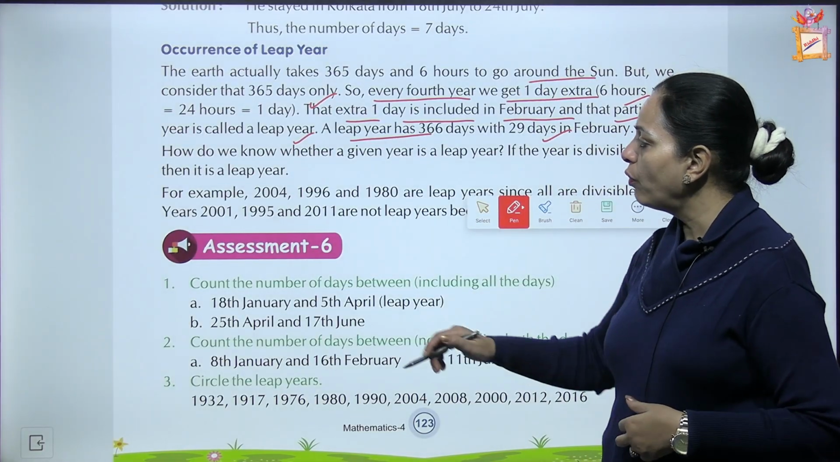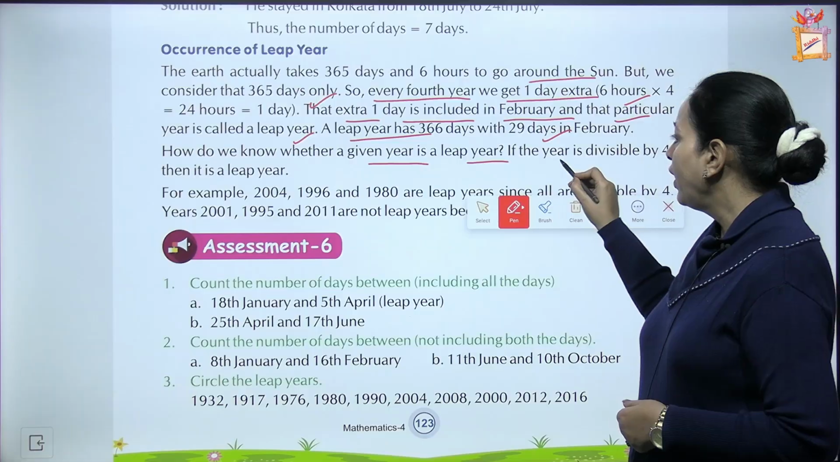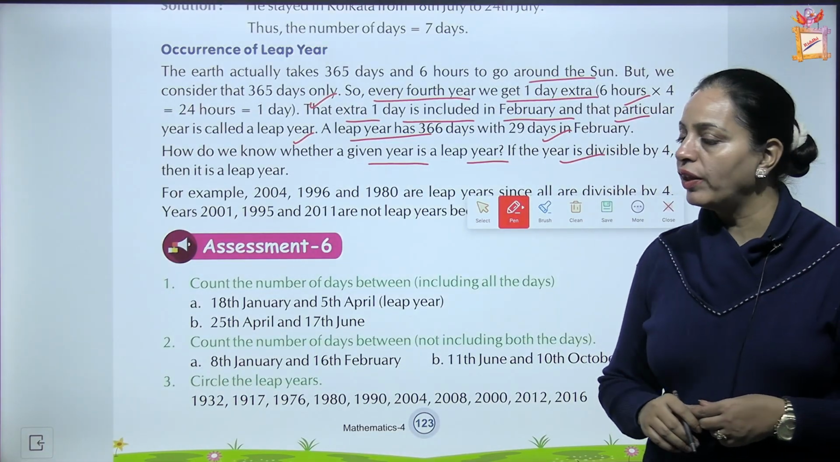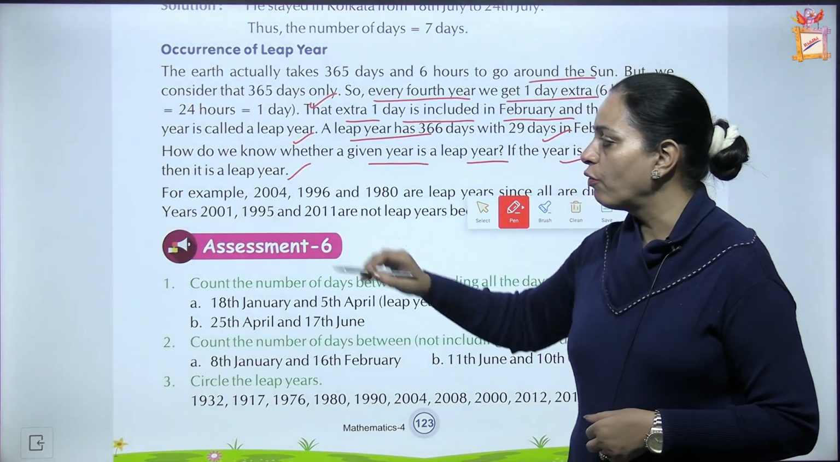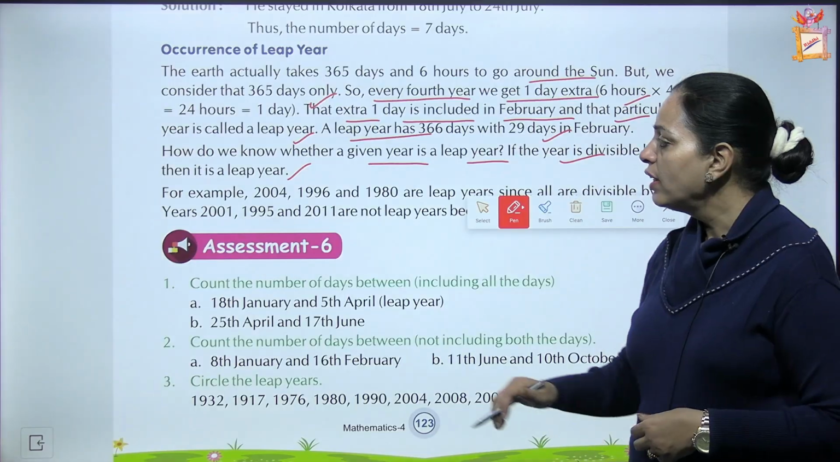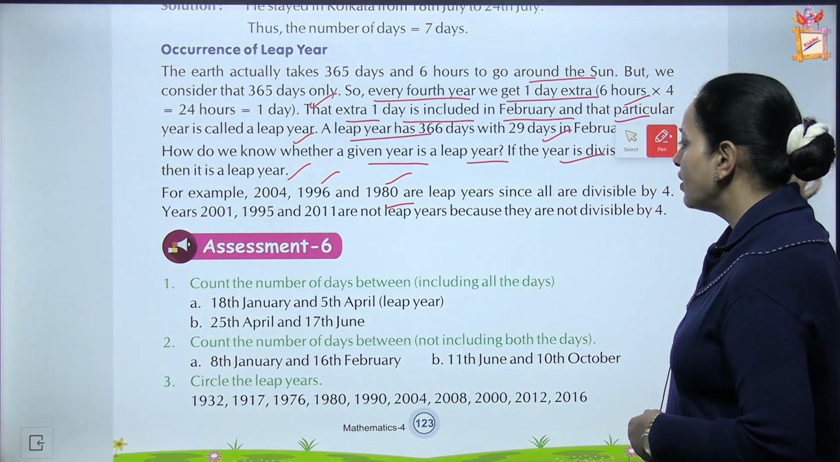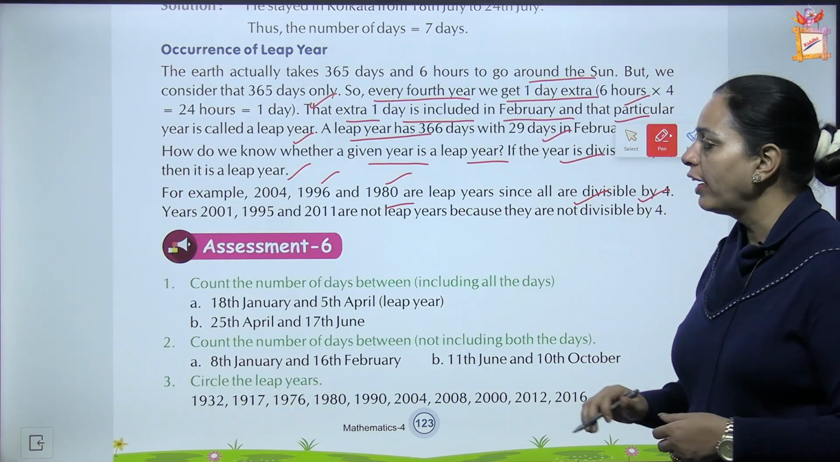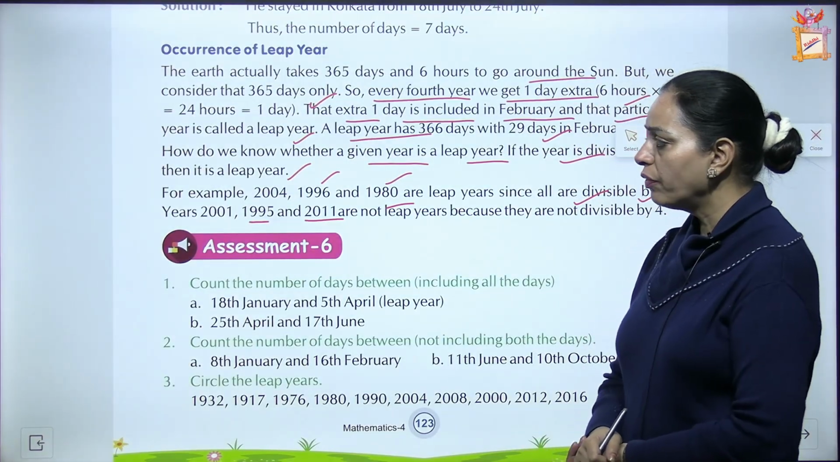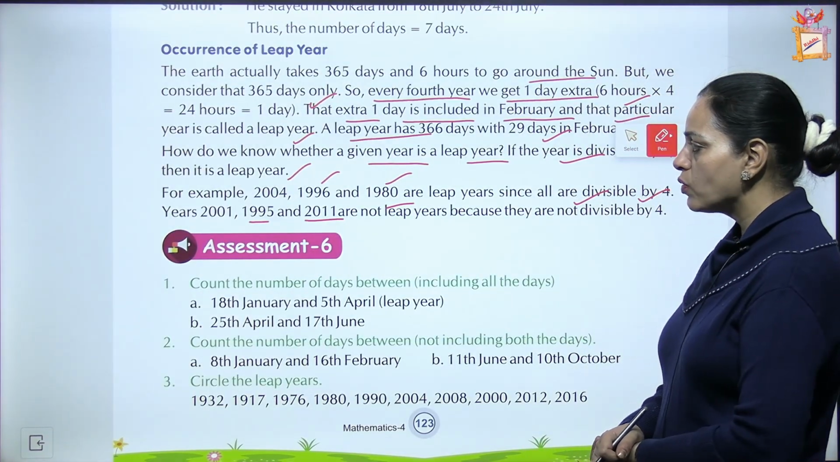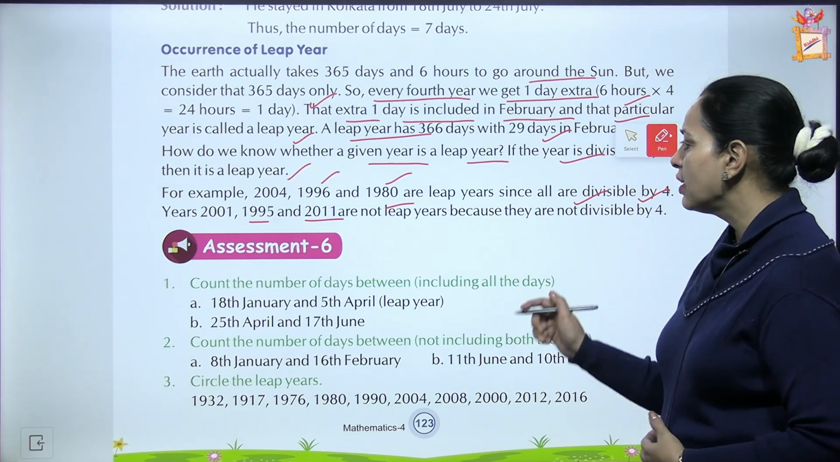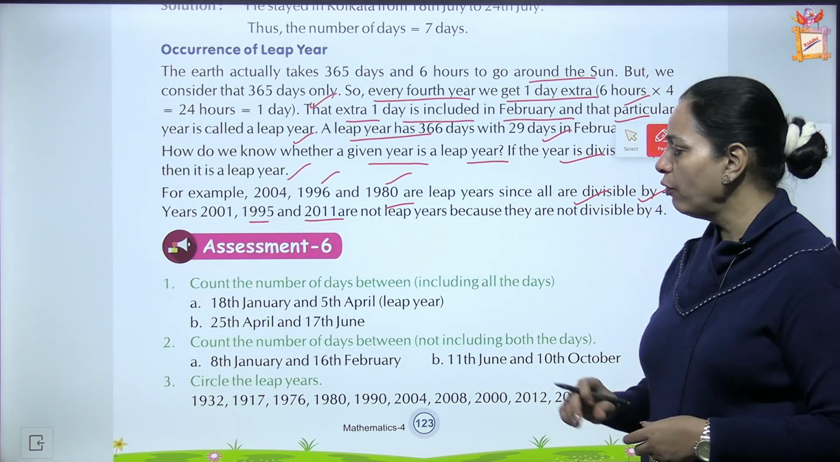So how do we know whether a given year is a leap year? If the year is divisible by 4, then it is a leap year. For example, 2004, 1996, 1980, these are leap years, since all are divisible by 4. Years 2001, 1995 and 2011 are not leap years because they are not divisible by 4.